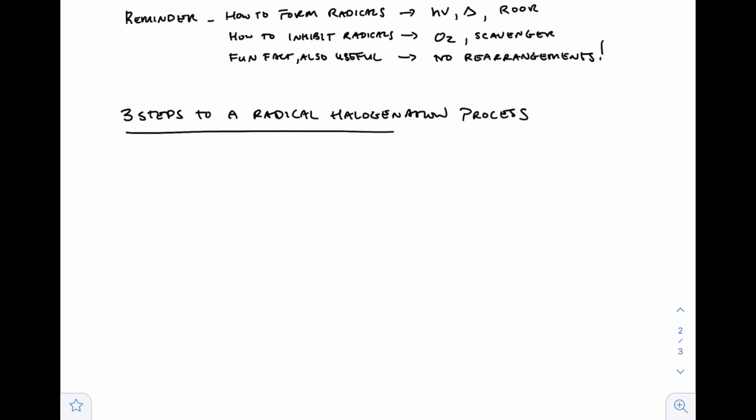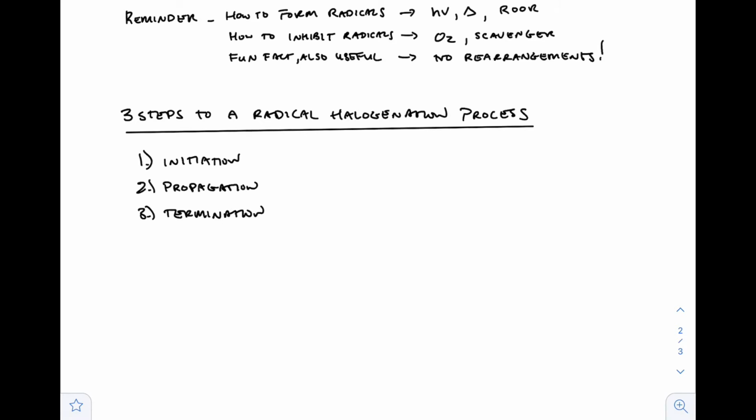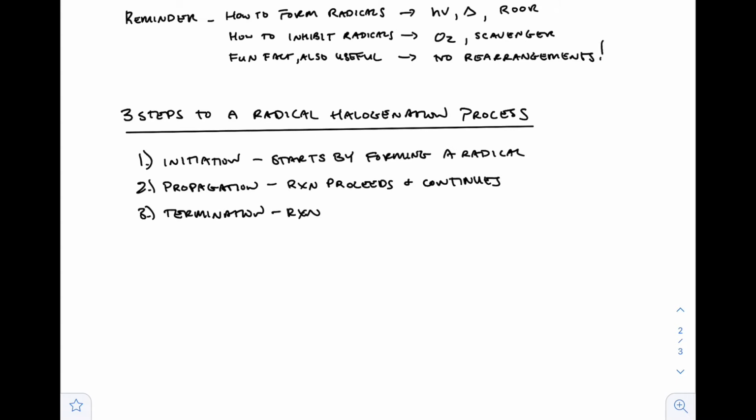Okay, so we have 3 steps to a radical halogenation process: initiation, propagation, as well as termination. I think the names more or less tell you what they do, but it is important that you understand the definitions, and I'm going to introduce the basic definitions right now. Initiation starts by forming a radical. The propagation is basically the reaction proceeds and then it continues. And then termination is when the reaction is finished or quenched.